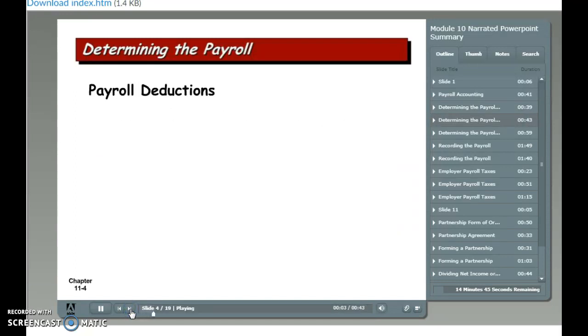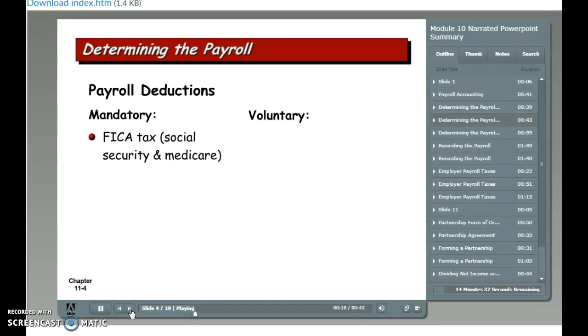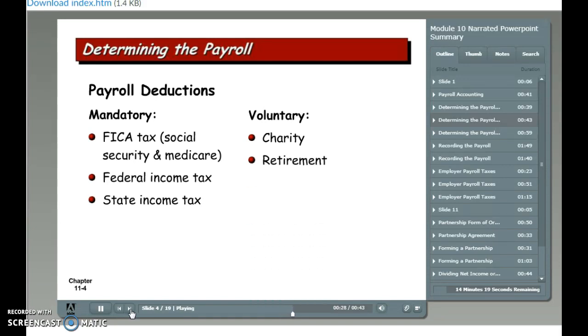Payroll deductions can be categorized as either mandatory or voluntary. Mandatory deductions include FICA, Federal Insurance Contribution Act tax for Social Security and Medicare funding, federal income tax, and state income tax. Not all states have an income tax. Voluntary deductions can include charity, such as United Way, retirement accounts, including 401k and 403b plans, union dues, the employee's portion of health and life insurance, and pension plans.